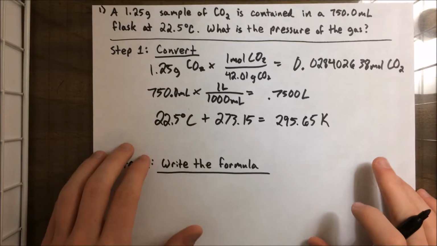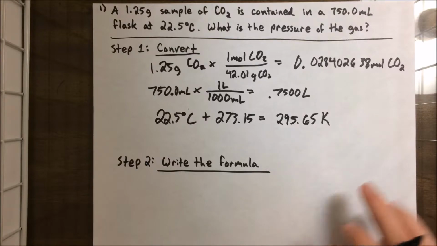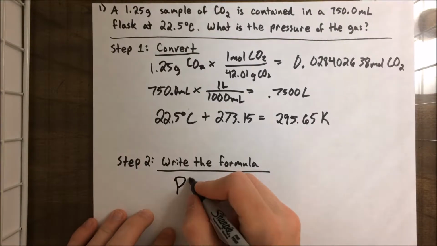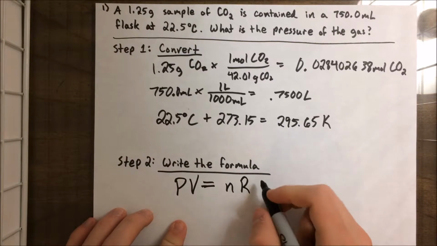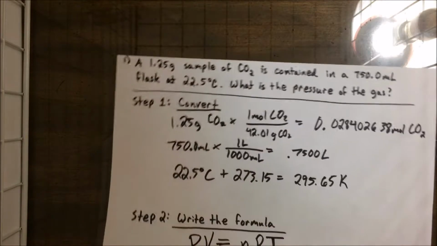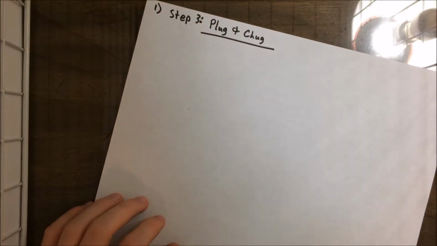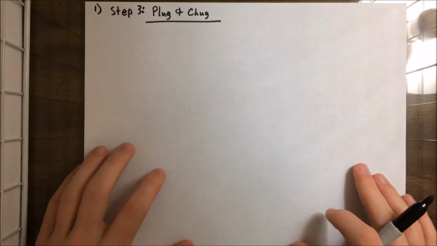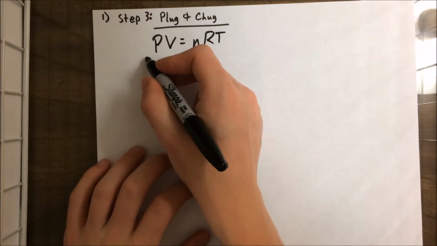Okay, so then in step 2, we're going to write the formula. So we're just going to write P, pressure, times volume, equals the amount in moles times the ideal gas law constant times the temperature. So PV equals nRT. Okay, so now let's move on to step 3, which is to plug and chug. Okay, so in step 3, we're just going to take the equation PV equals nRT and plug in.